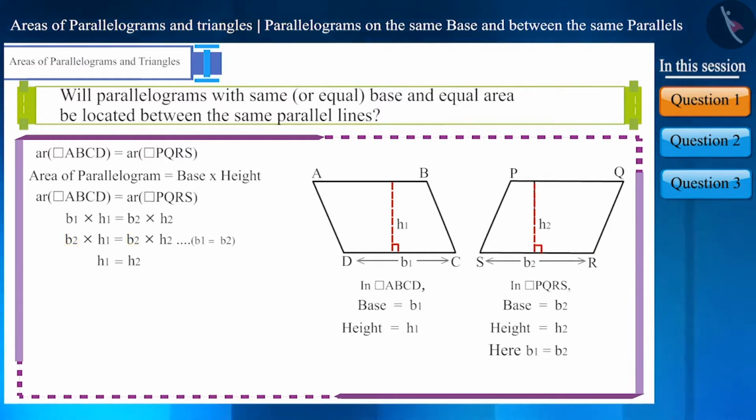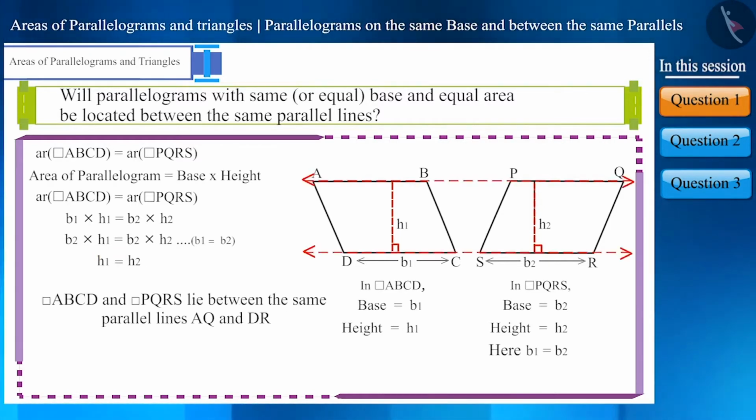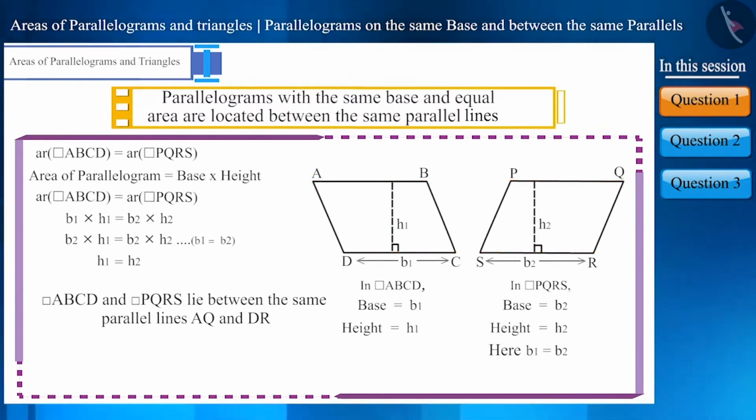We can see that the two parallelograms whose bases and areas are equal are also of equal height. For example, H1 is equal to H2. This means they are located between the same parallel lines. Therefore, we can say that parallelograms with the same base or equal bases and equal areas lie between the same parallel lines. Let's move to the second question.